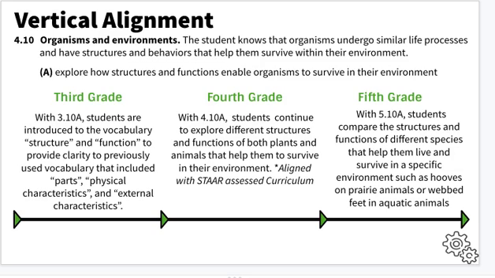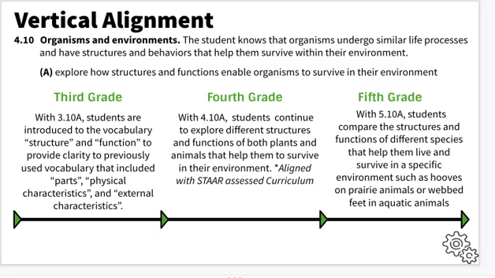Now switching over to the 4.10s. 4.10a is talking about structures and functions. In 3rd grade, students are introduced to the vocabulary structure and function to provide clarity to previously used vocabulary that included things like parts, physical characteristics, and external characteristics. So we're giving them some additional foundation work here.